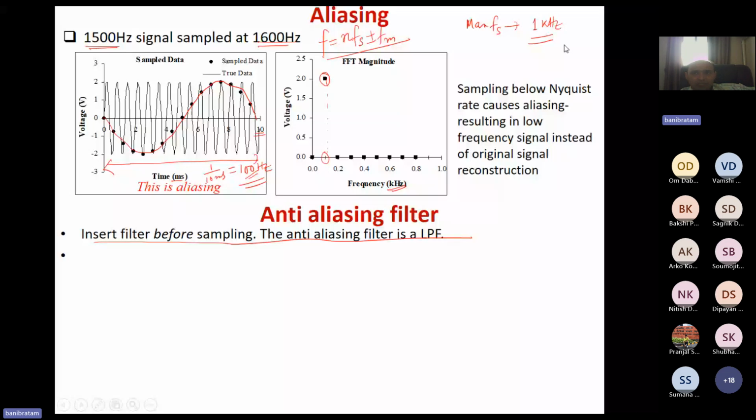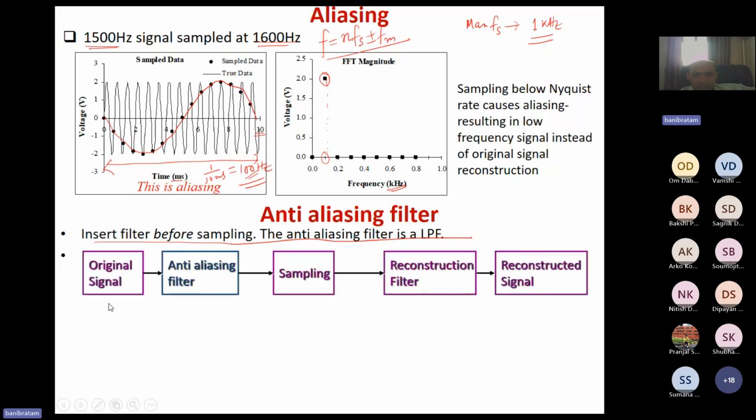But in that case, what is the trade-off? The trade-off is I am basically removing or omitting some of the actual signal frequency, right? So that is the trade-off. In that context, if you look at this diagram, that will give you the clear idea.